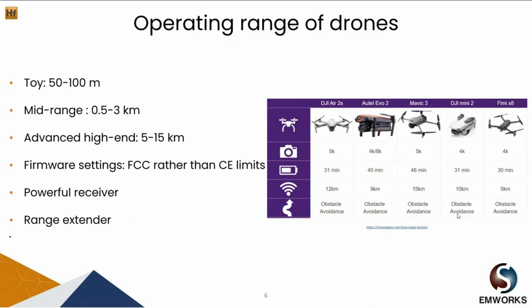Now let's look at some practical ways to increase the range of our drones. Setting firmware settings to FCC rather than CE limits can help get the best possible operating range. Using powerful receivers and range extenders can also result in a significant jump in operating range.